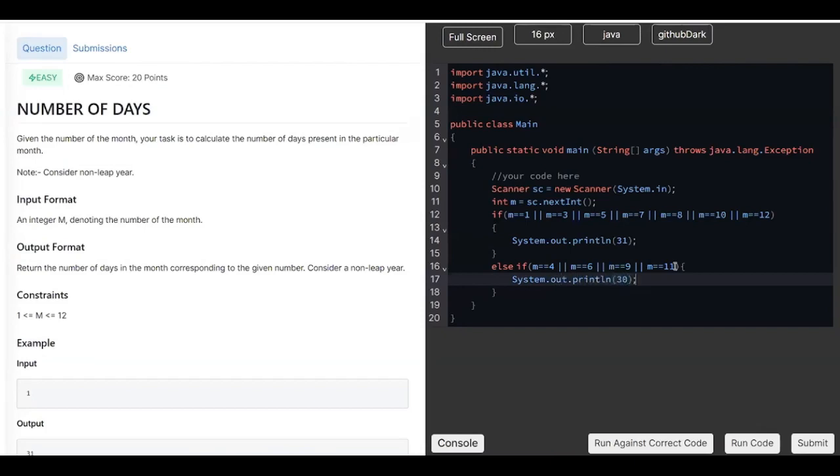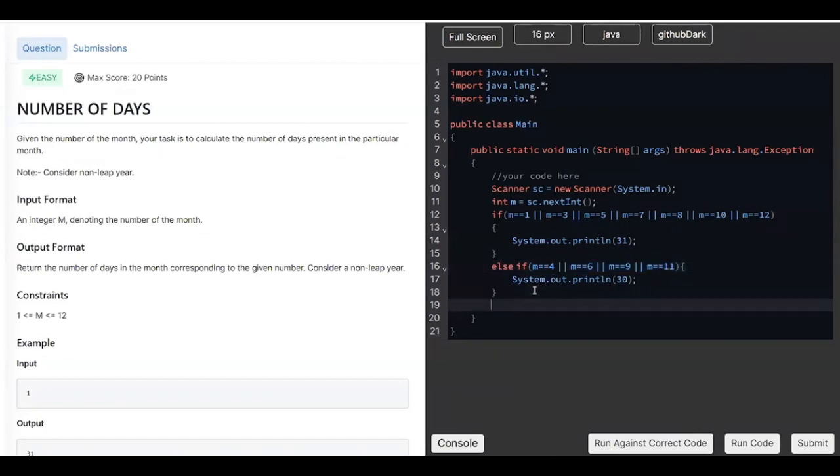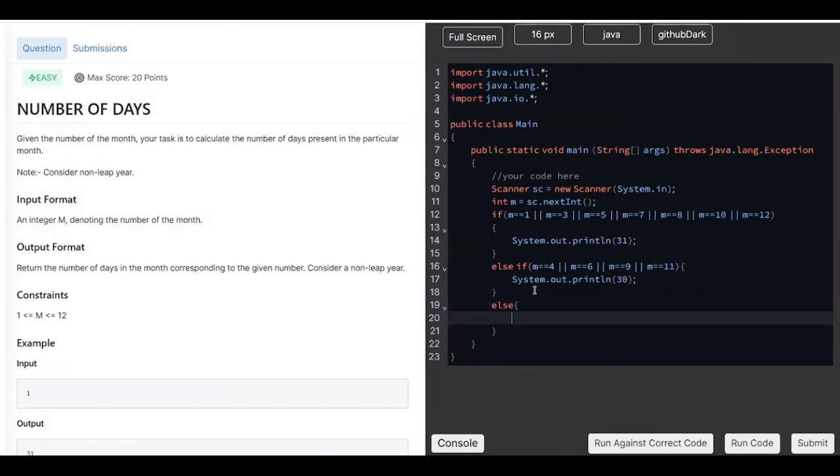Now guys, if all these conditions are also false, that means there is only one other possible option left to you. You have discarded the option of 31 days. You have discarded all the months which could have been of 30 days. That means your M is of value 2. So now we can have an else part. If all the conditions evaluate to be false, that means you are standing on a February. The month number is 2. So we will come to the else block and do a System.out.println 28.